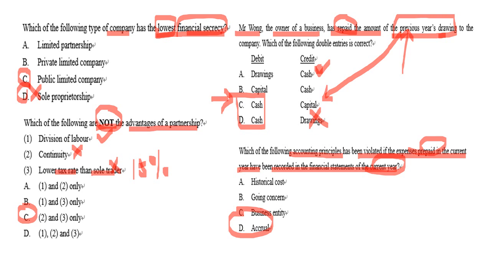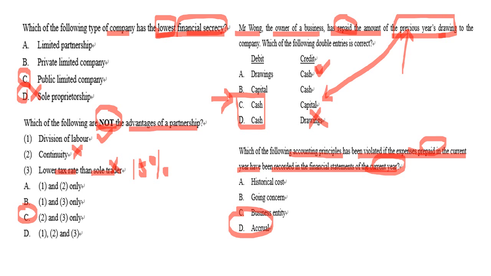Next question. Mr. Wang, the owner of the business, has to repay the amount of previous, this is the keyword, previous drawing. So this drawing does not belong to the current year. Okay, so the correct entry is repay. That means the cash decrease. So the answer is either A, that means, let's see, Mr. Wang has repaid the drawings in the previous year. That means the business cash has been increased.